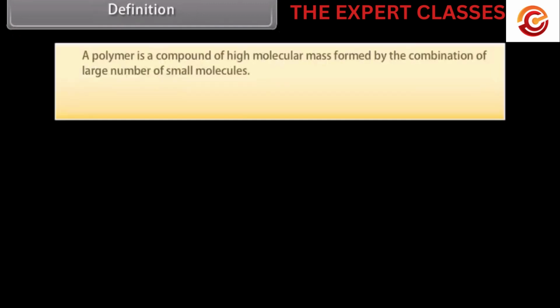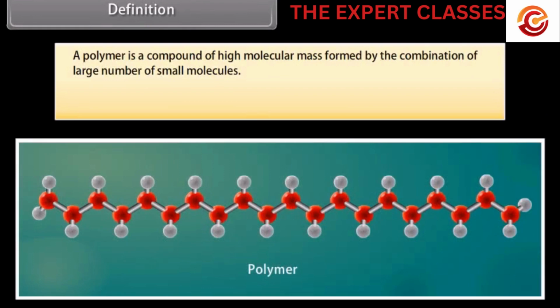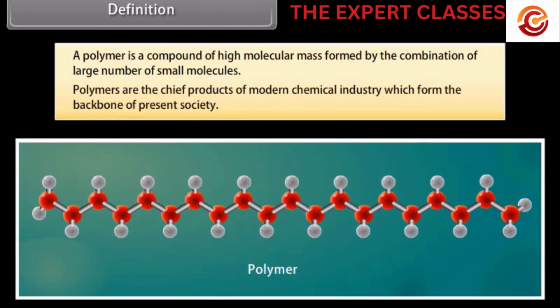Definition. A polymer is a compound of high molecular mass formed by the combination of a large number of small molecules. Polymers are the chief products of the modern chemical industry, which form the backbone of present society.